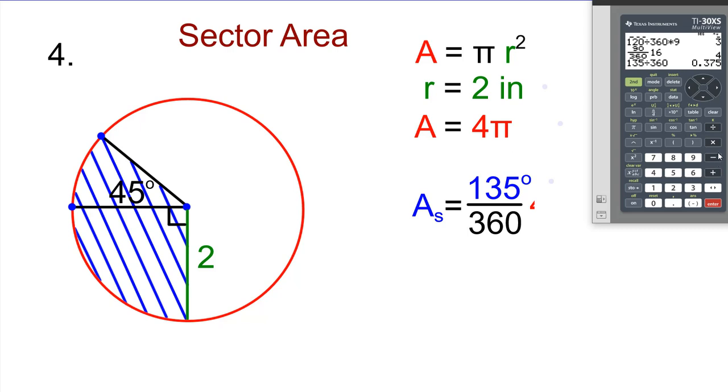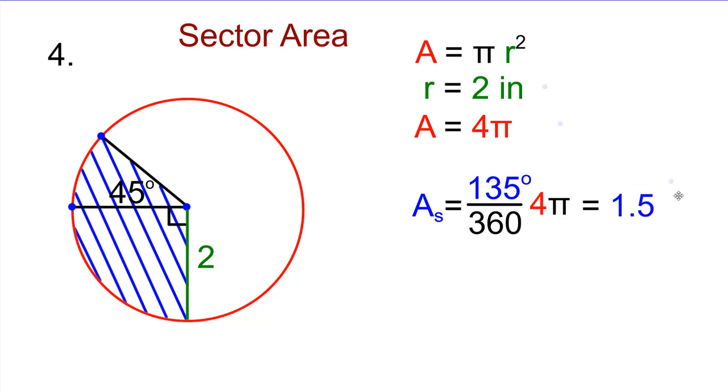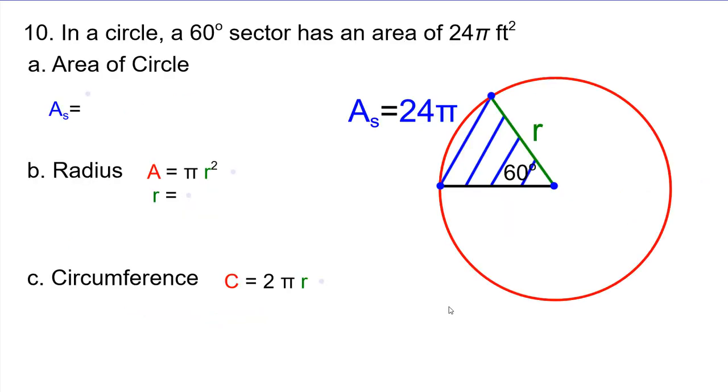Okay, so we do 3/8 multiplied by 4 pi, which would give us 1.5 pi. So our answer is 1.5 pi. 3/8 of 4 pi is 1.5 pi. All right, so number 10.